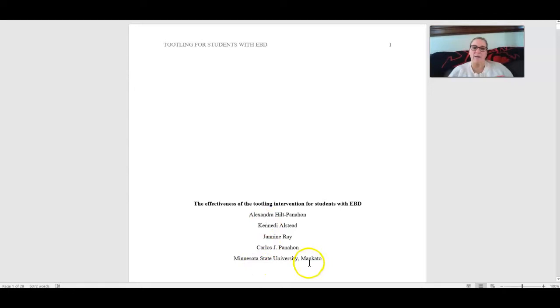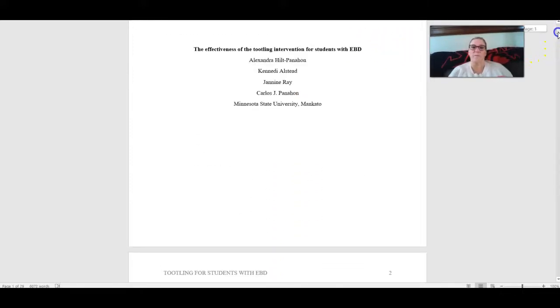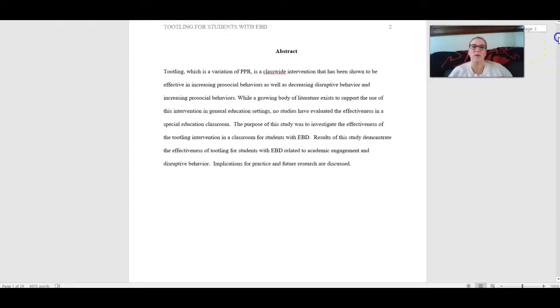And then your university affiliation. All four of us are from MSU Mankato, so we just need to put that. If we were from different places, we would put our affiliation under each person's name. We also have the page number in the right-hand corner. Okay, so that's your first page, the title page.